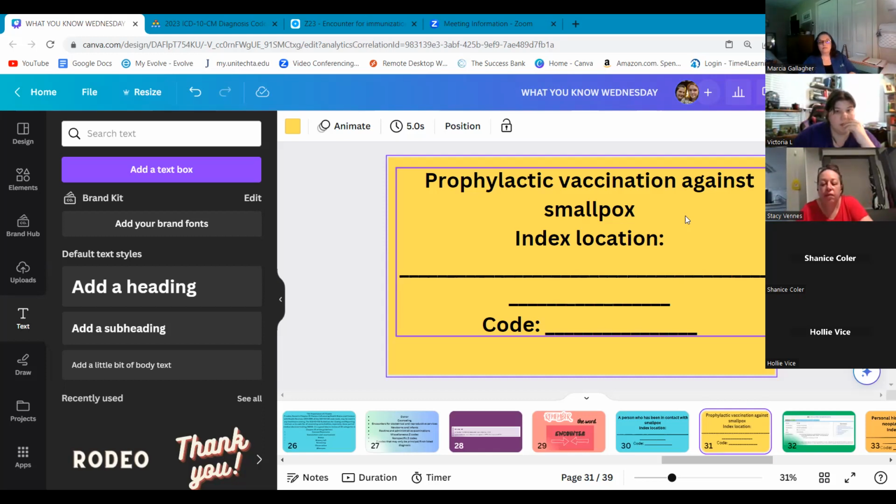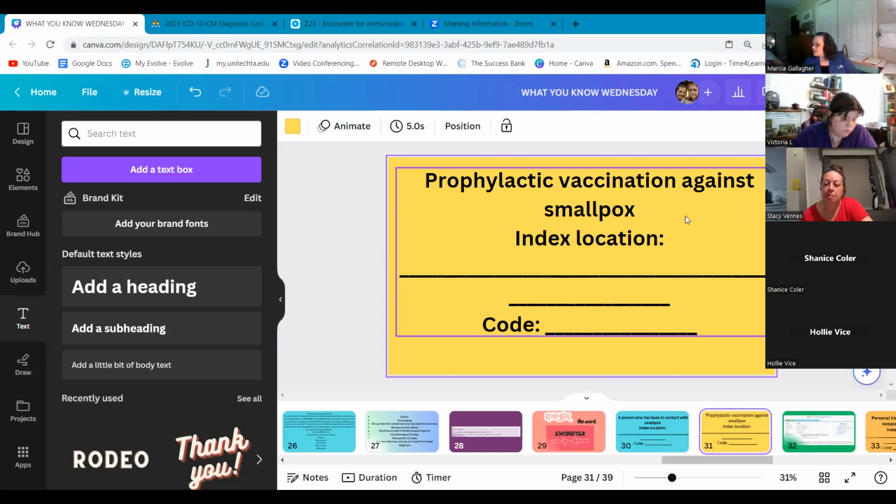I put in the prophylactic vaccination that popped up the Z23 encounter for immunization, Z28.311 partially vaccinated, and Z28.9 immunization not carried out for unspecified reason. Okay, well, it doesn't tell us any of that. All it says is that we have a smallpox vaccination. So what would you guess out of those three? What would you think that we would need to look at? Z23, encounter for immunization. Right, encounter for immunization.